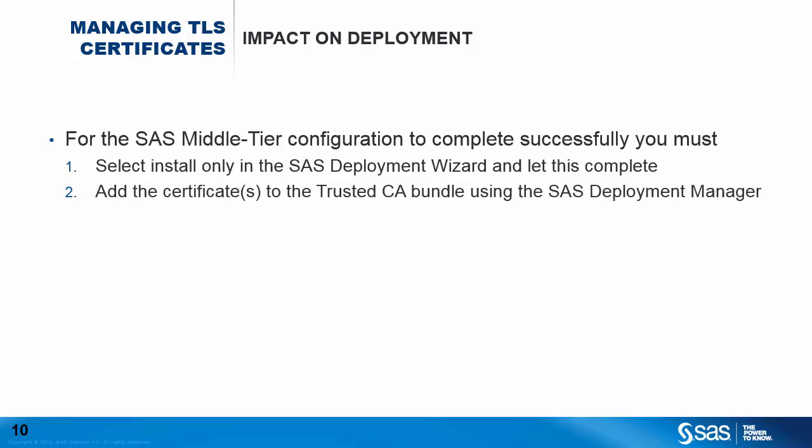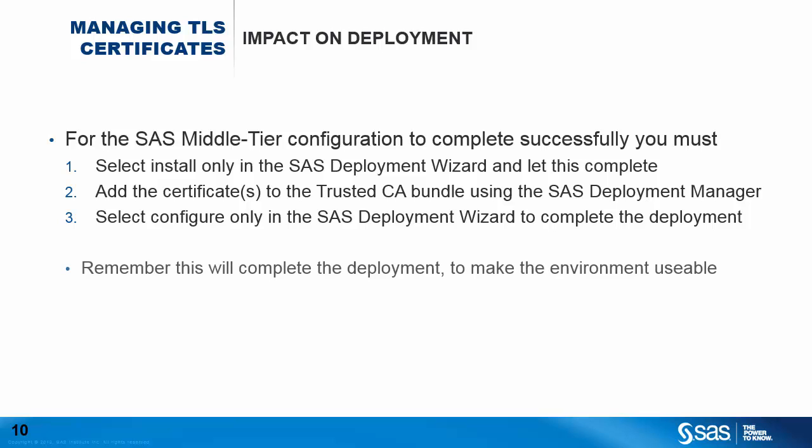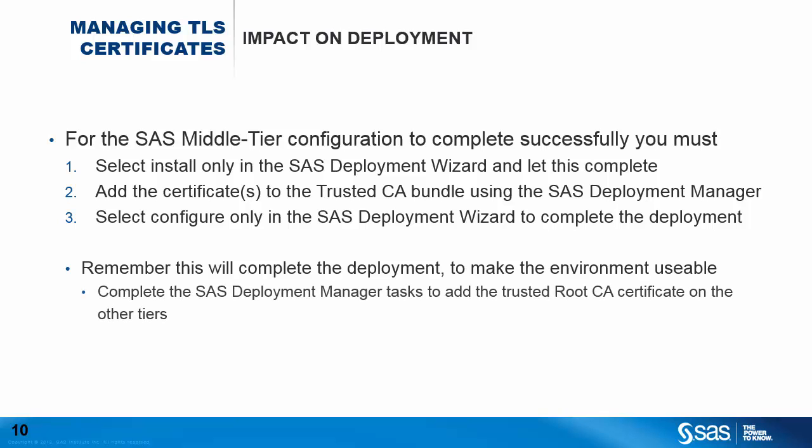Once the SAS Deployment Wizard has completed the installation and has closed, you can run the SAS Deployment Manager to add the certificate or certificates to the trusted bundle. Then, once the SAS Deployment Manager completes and has been closed, you can run the SAS Deployment Wizard to complete the configuration of the SAS middle tier. Note, this will only enable you to complete the deployment of your SAS environment. To make the environment usable, you will need to repeat the SAS Deployment Manager add task on the other tiers to ensure all the trust stores are updated with the certificate.